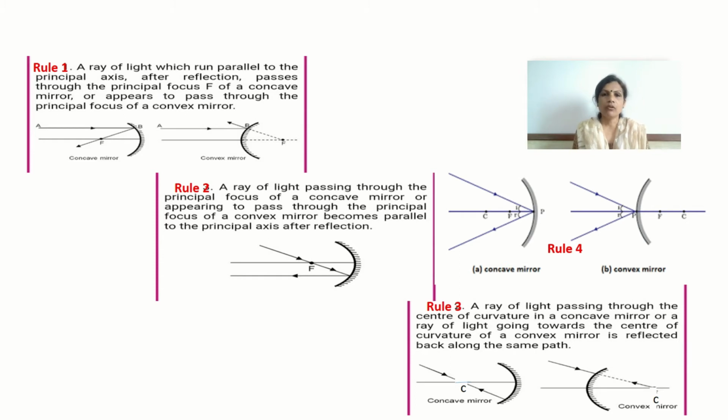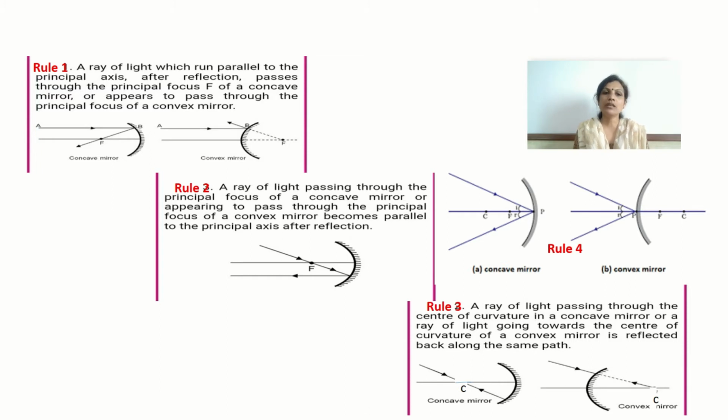Now out of these 4 rays, for drawing the ray diagram, we will make use of any 2 rays according to our convenience. And so drawing the ray diagrams will be easy. But these 3 or 4 rules you have to be thorough with. You have to learn this, that when the ray of light passing through any particular part of the mirror, after reflection, from where it is reflecting.